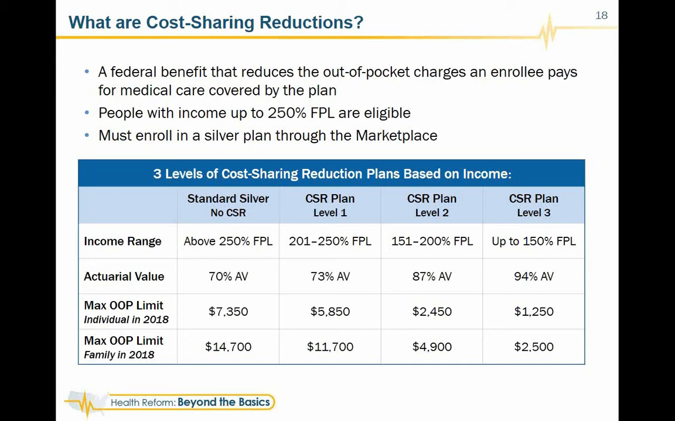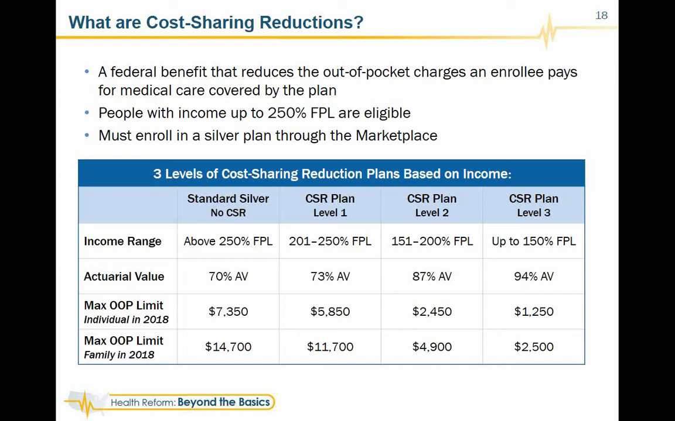And then in order to get the reduced cost sharing, eligible people have to enroll in a silver plan through the marketplace. That's the only way that they can get this assistance. There's 3 different levels of CSR plans based on income, and you can see them on the chart here. The first column shows you standard silver plans with a 70% AV. That's what we've been focusing on so far, just regular, not cost sharing reduction plans with a $73.50 out-of-pocket limit.